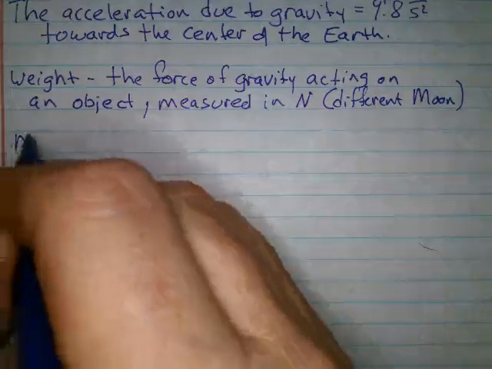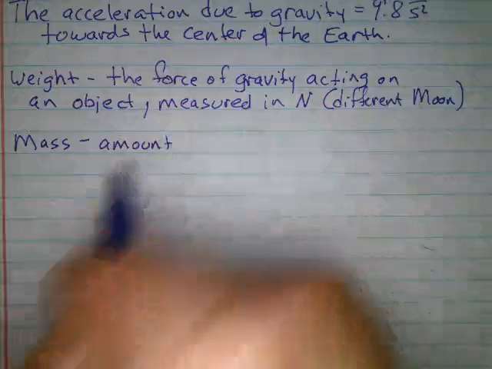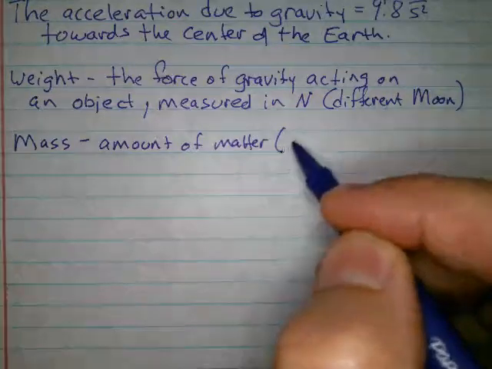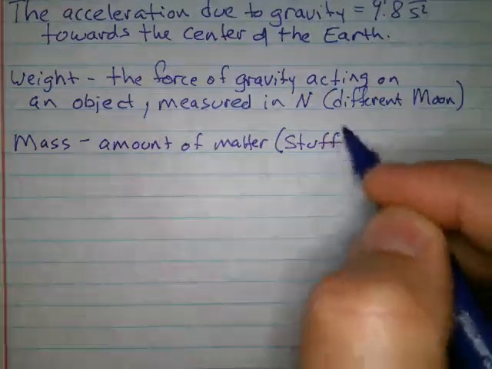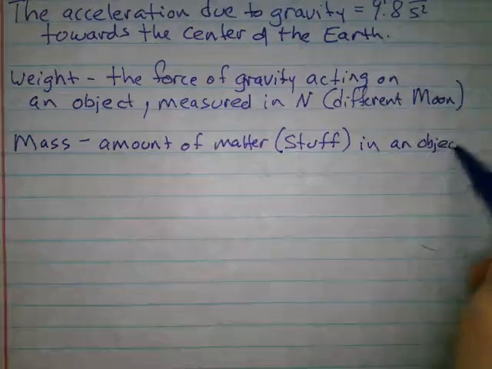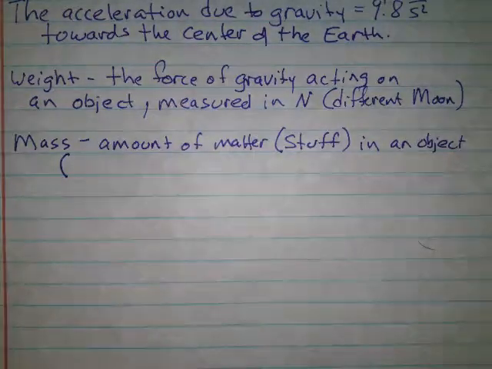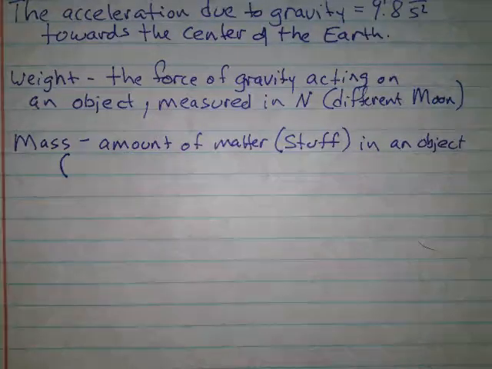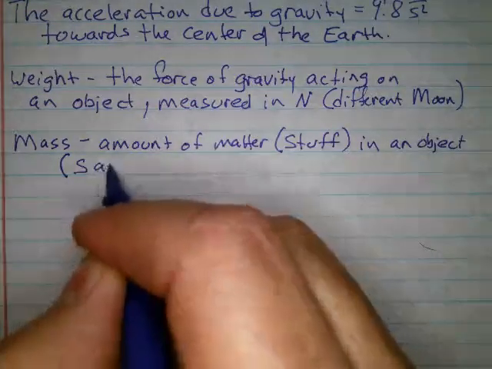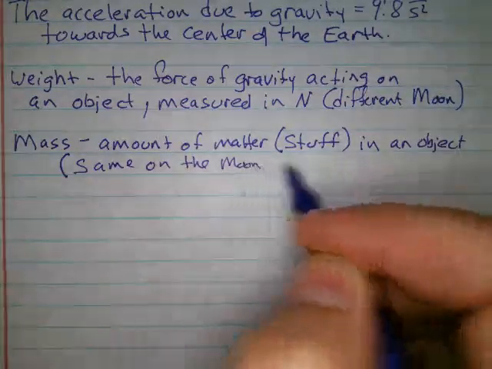Next, we know this already. Let's talk about what mass is. Mass, and you've already done this definition, let's do it again. Mass is the amount of matter, and the very unofficial firm word for that is stuff, the amount of stuff in an object. And of course, if you have a bowling ball here on Earth and you took it to the moon, the weight would be different because gravity is different on the moon, but the amount of stuff would be the same. So the mass would be the same on the moon as here.